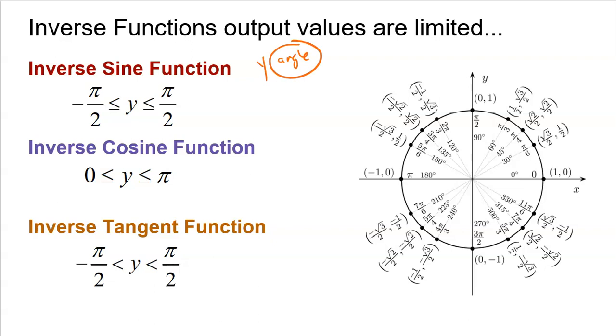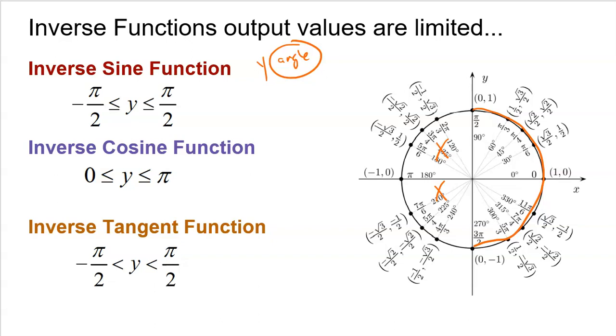It represents an angle. So the inverse sine is only allowed to give answers from negative pi over 2 to positive pi over 2. So it's only allowed to look over here. And again, I call this the no-fly zone. So this over here is the no-fly zone. You're not allowed to go through quadrants 2 or 3. You're not even allowed to go in or through.